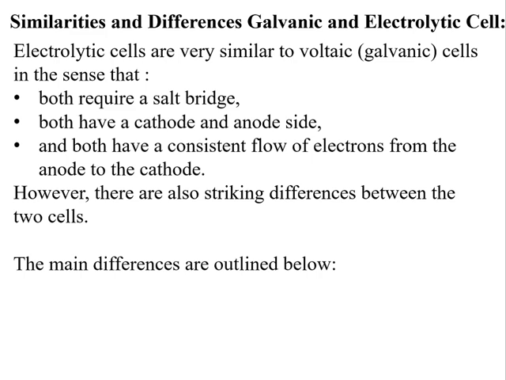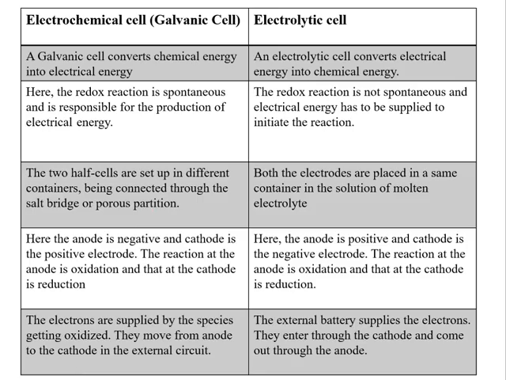Okay, what are the similarities and differences between a galvanic cell and an electrolytic cell? Electrolytic cells are very similar to galvanic cells, which are also known as voltaic cells, in the sense that both require a salt bridge. Okay, this one we need to cancel it because only one requires a salt bridge, and that's the galvanic cell. Then both have a cathode and an anode side, and both have a consistent flow of electrons from the anode to the cathode. However, there are also striking differences between the two cells. The main differences are outlined below.